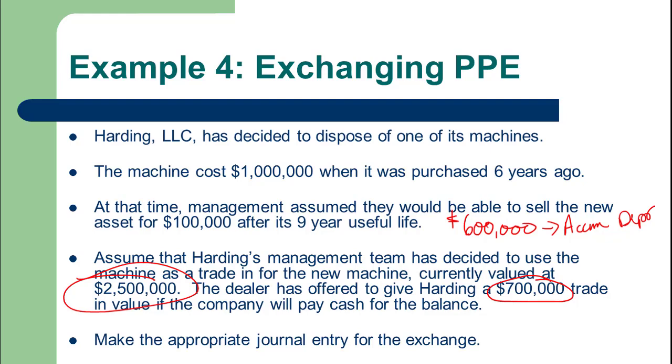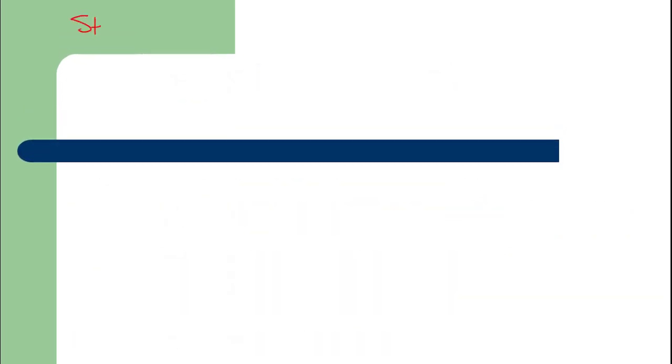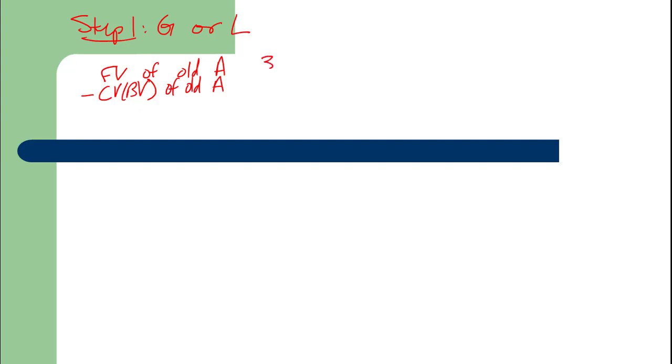Let's go ahead and go through the steps to recording an exchange. So step number 1 is deciding if there's a gain or a loss. And again, the way that I do this is I compare the fair value or market value of the old asset, not the new asset, the old asset, and I'm going to compare that with the carrying value or book value of that same old asset. So the fair value of the asset, that's what we could sell it for. And we did the journal entry for the sale. It was $350,000. That's its fair value.